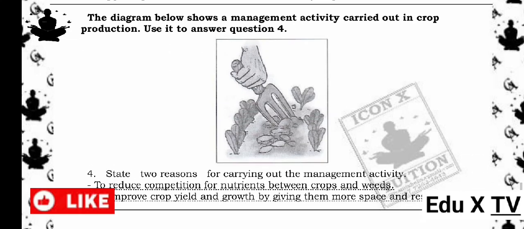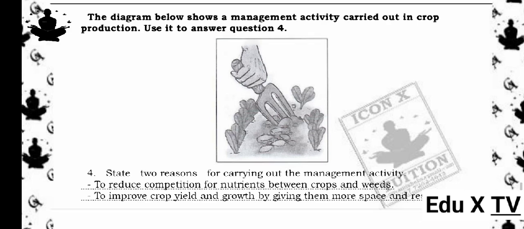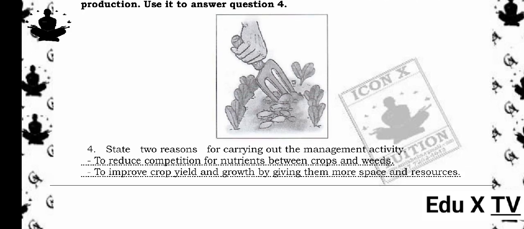The diagram below shows a management activity carried out in crop production. Use it to answer question 4. 4. State 2 reasons for carrying out the management activity. To reduce competition for nutrients between crops and weeds. To improve crop yield and growth by giving them more space and resources.